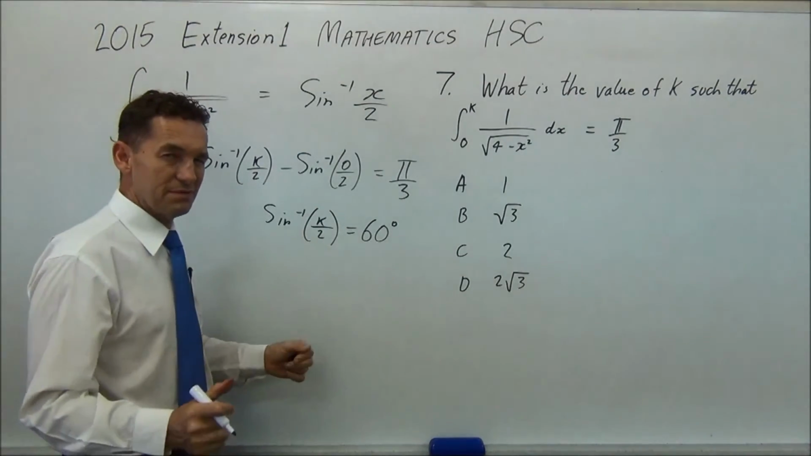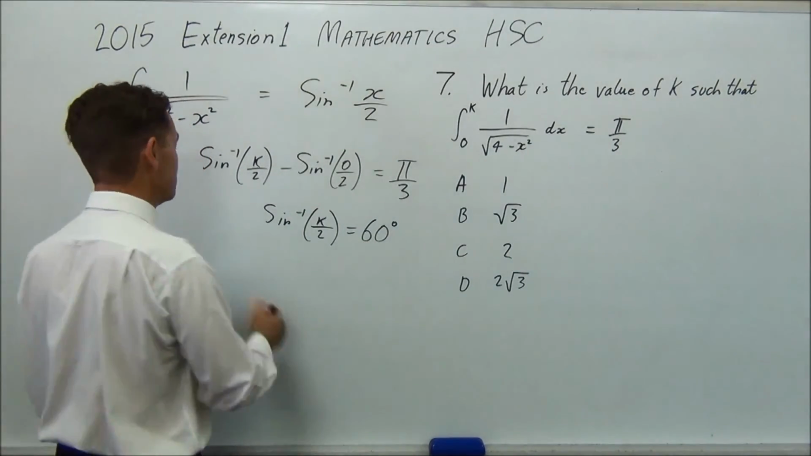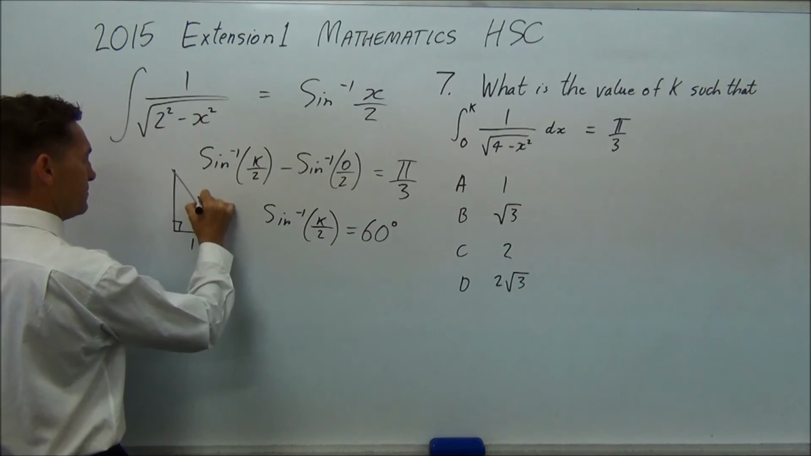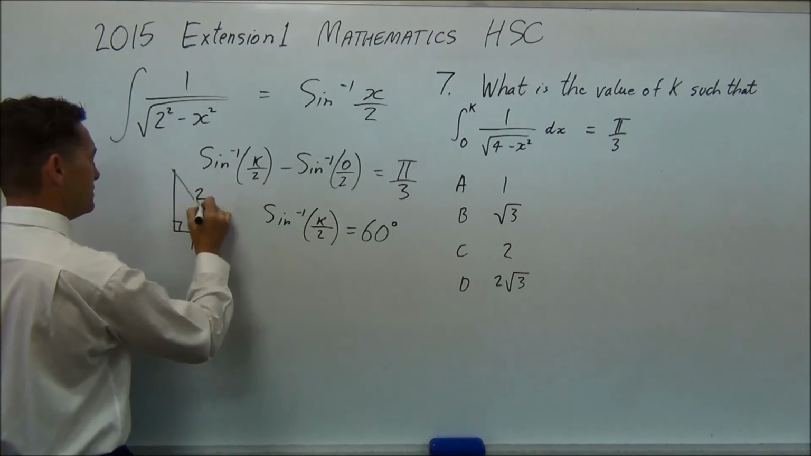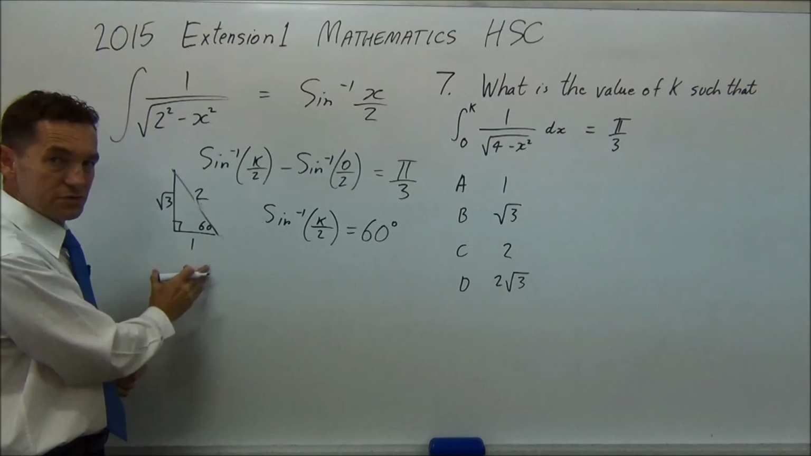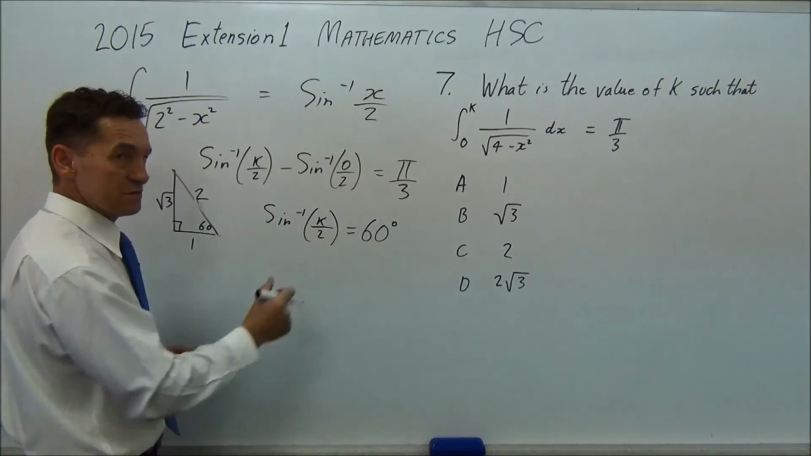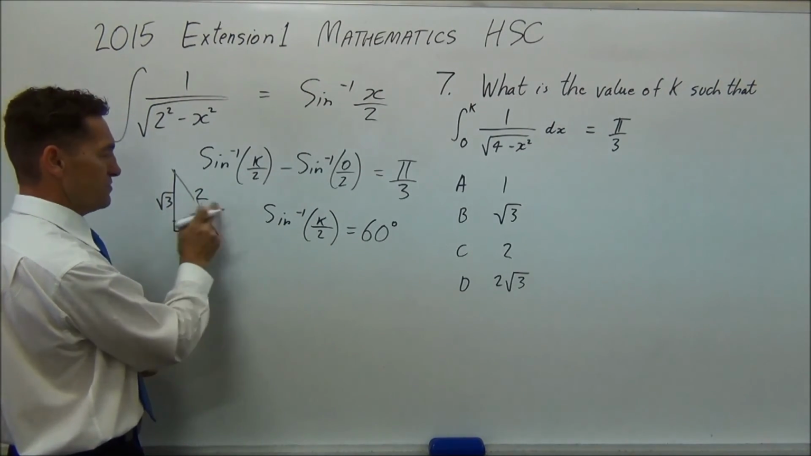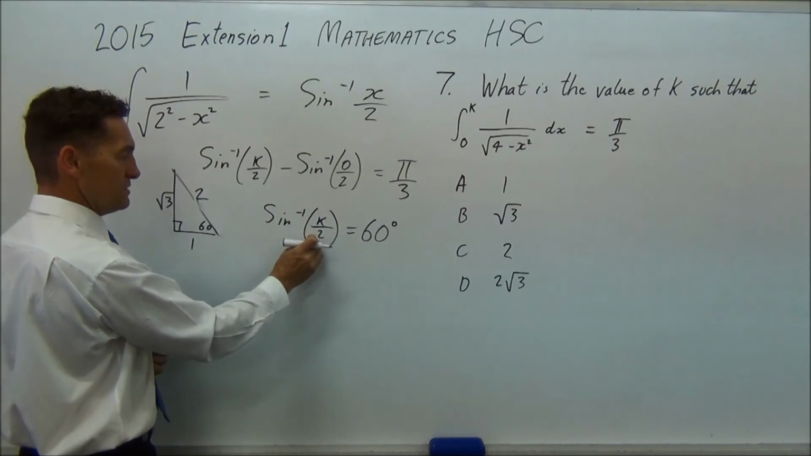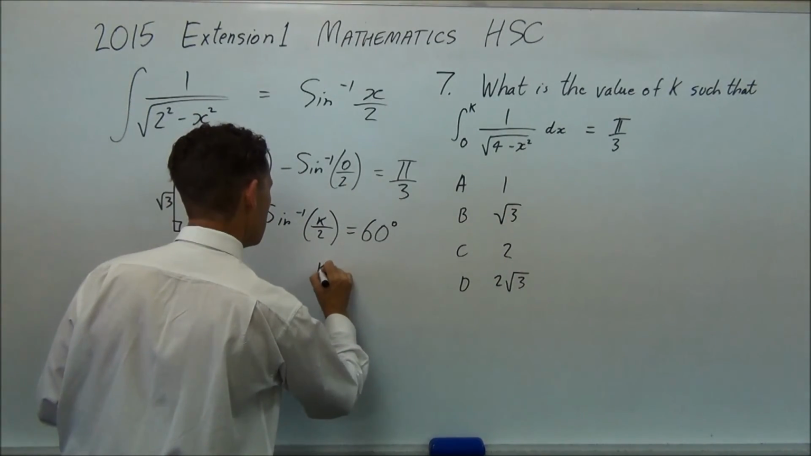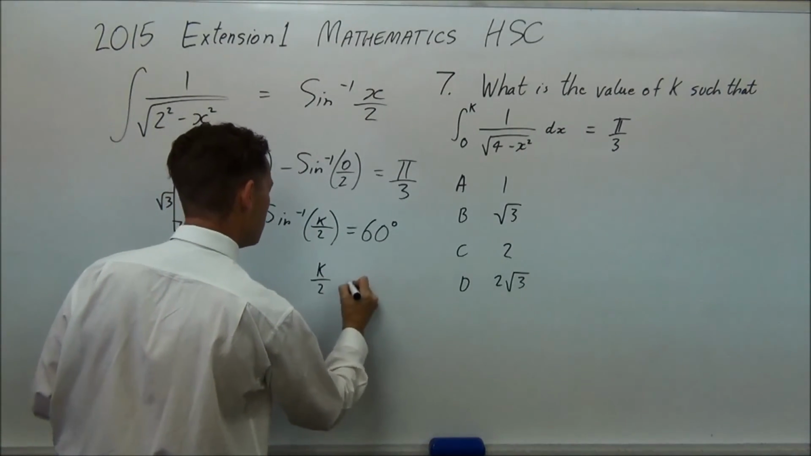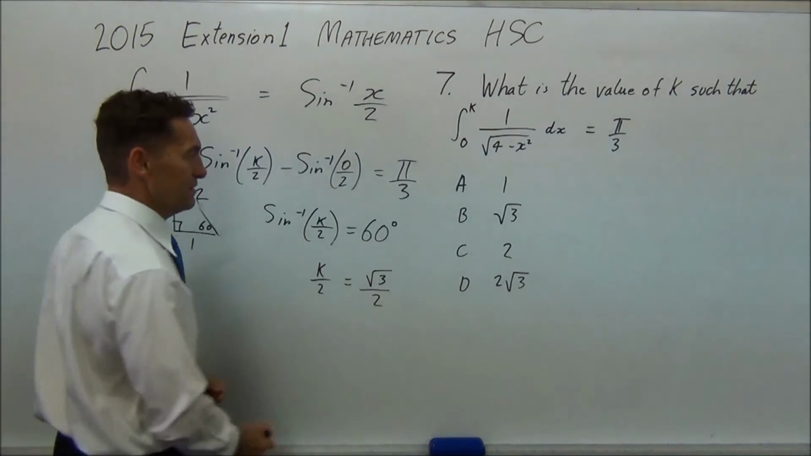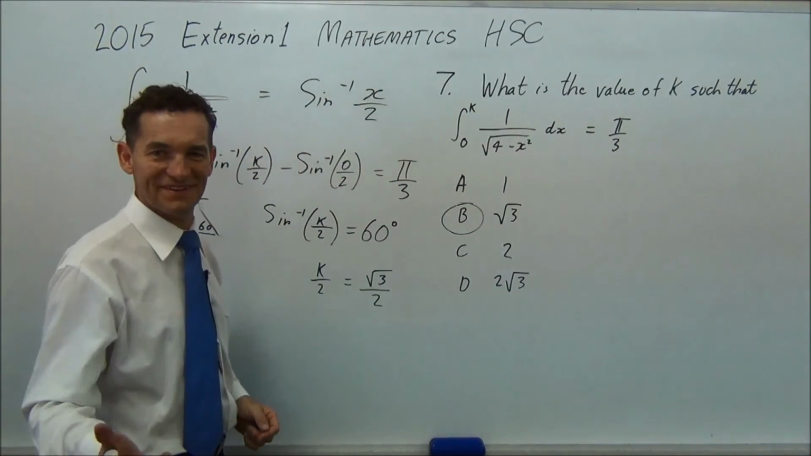And you should be able to do that pretty much in your head, but you can just look at your triangles. Oh, you only have to look at one triangle, don't you? This one. That's 1. That's 2, not root 3. And that's root 3. There's your triangle, which you should remember. What's sine 60? SOHCAHTOA. Sine equals opposite over hypotenuse. So root 3 on 2. So k on 2 must be root 3 on 2. Well, that makes it really obvious. What's k? k is root 3.